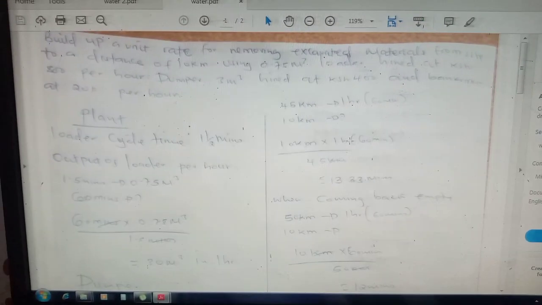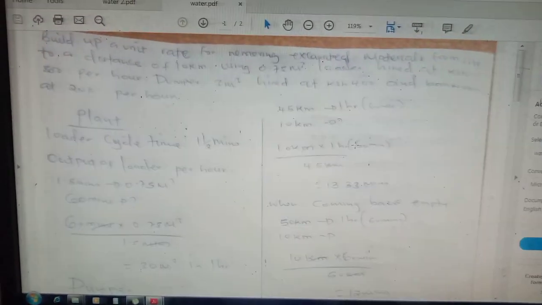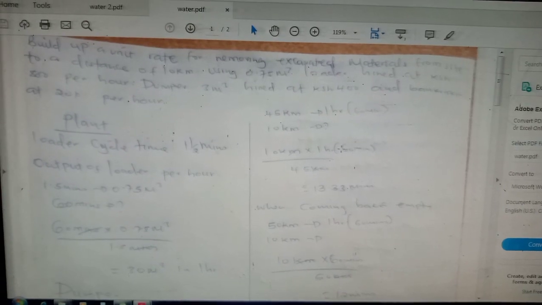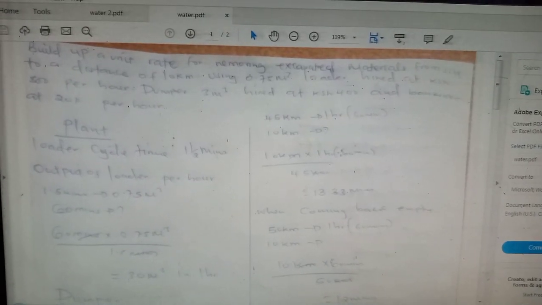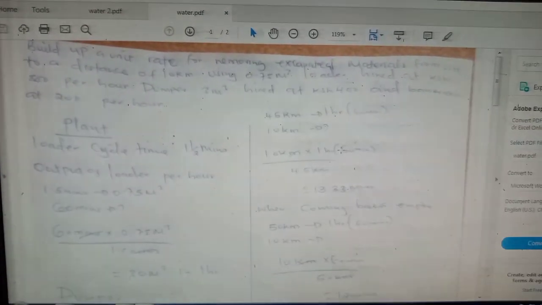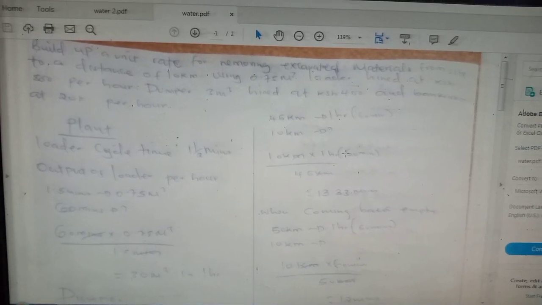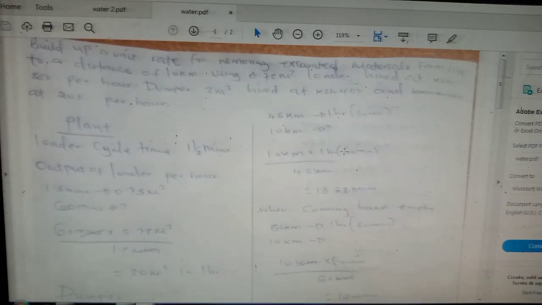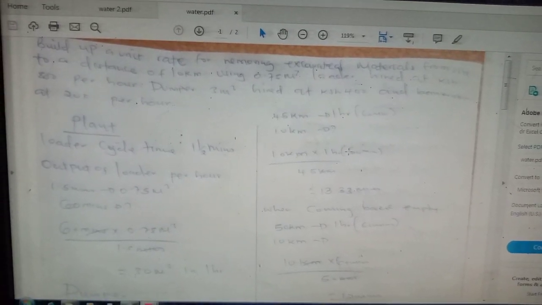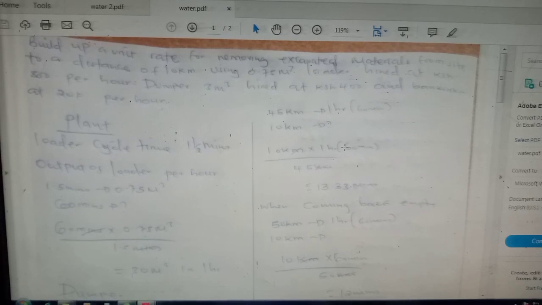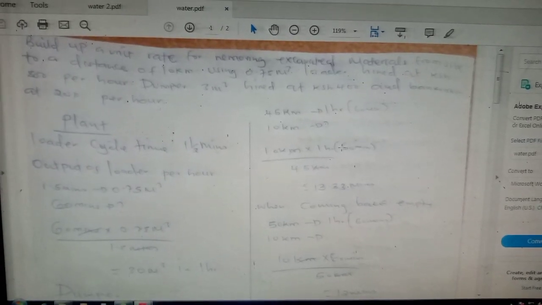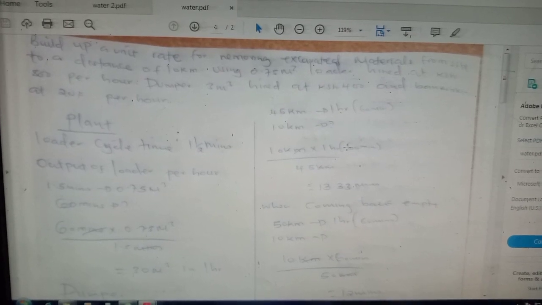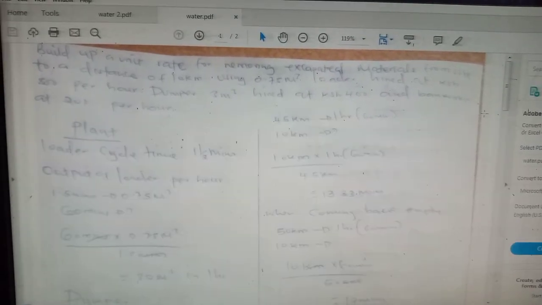So today our question is: build up a unit rate for removing excavated materials from site to a distance of 10 kilometers using a 0.75 cubic meter loader hired at 800 shillings per hour, a 3 cubic meter damper hired at 400 shillings per hour, and a banksman at 20 shillings per hour. So that is our question for today.